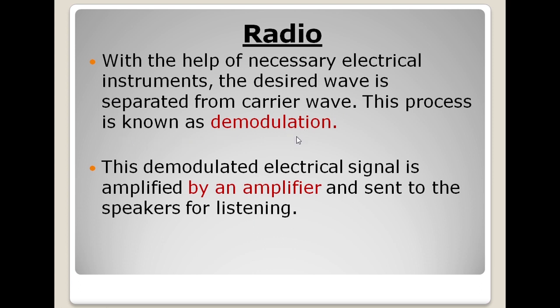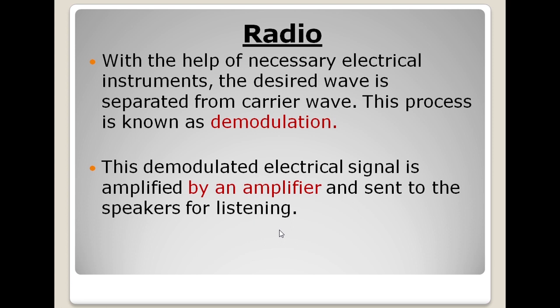Okay, when we separate the desired wave from the carrier wave, then it is known as demodulation. And when we merge the desired wave with the carrier wave, that is known as modulation. Okay, so what is demodulation? We are getting the information to separate desired wave from the carrier wave. Now, this demodulated electrical signal is amplified by an amplifier and sent to the speaker for listening. This is the last stage of radio when we hear the sound from the speaker.